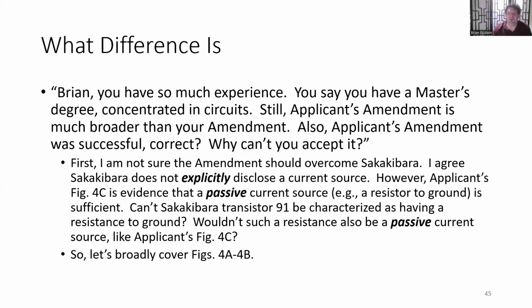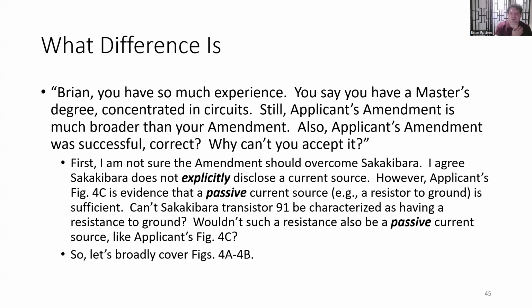Brian, you have so much experience. Okay. You say you have a master's degree concentrated in circuits, right? Still, applicant's amendment is much broader than your amendment. An applicant's amendment was successful, right? It overcame this rejection. So why can't you accept that?